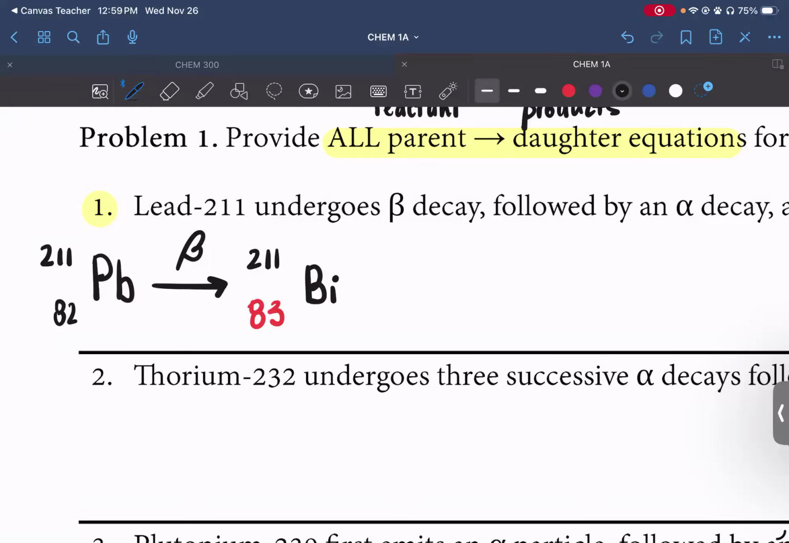That's not all, of course. Recall that beta decay does involve the formation of a beta particle. That is 0, -1.